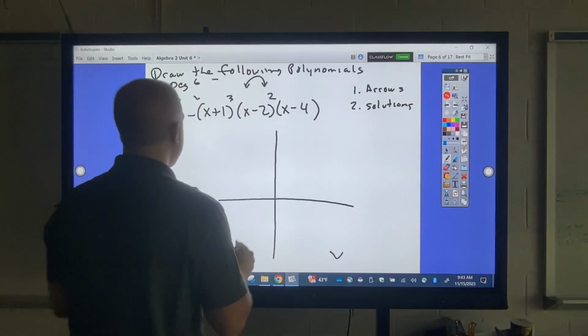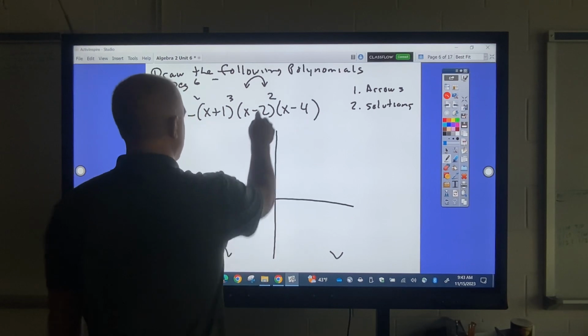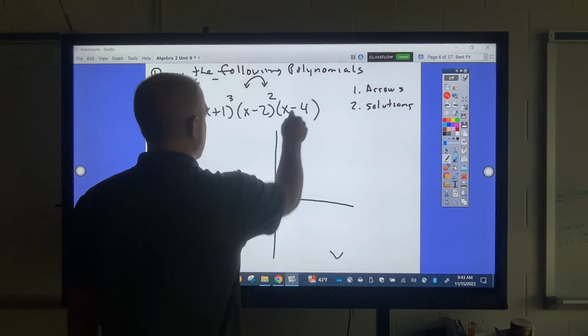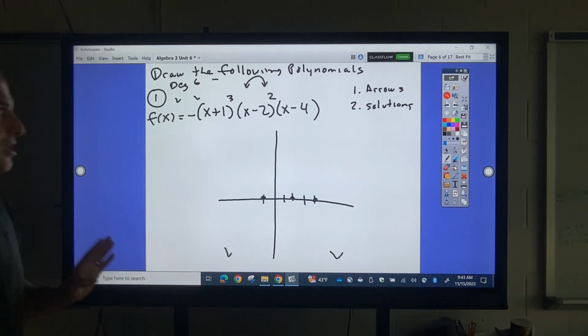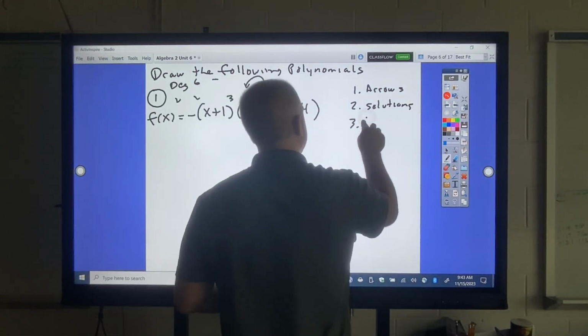Then go ahead and put your solutions in. The solution for that is -1. The solution for that is 2. The solution for that is 4. Now, what you want to do is start from the left.